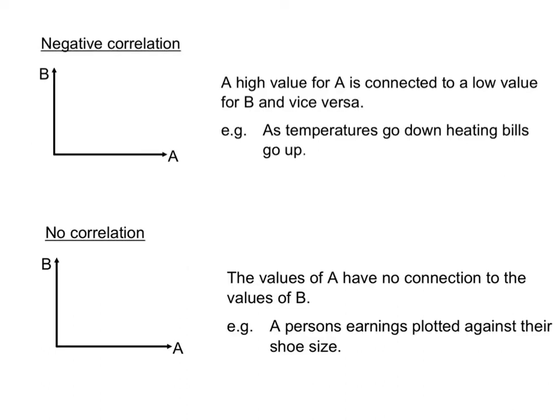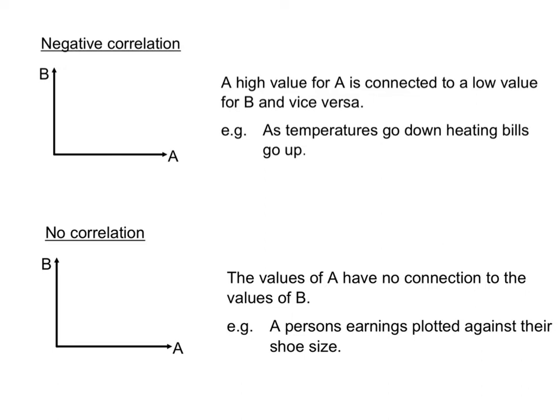We'll now move on to look at a negative correlation. What might that look like? A negative correlation is basically when a high value for one set of data is connected to a low value for another set of data. To give you an example of this in real life, as the temperatures go down, heating bills go up. That's what you would expect to happen. As the temperature outside gets colder, people use more heating and therefore their heating bills go up.